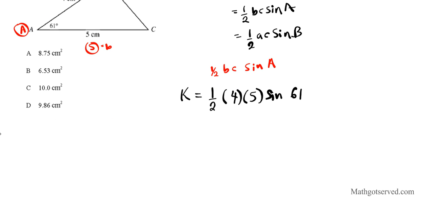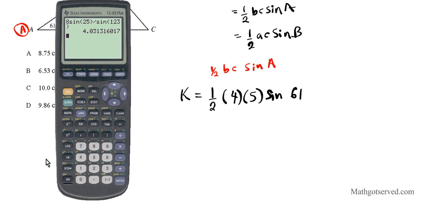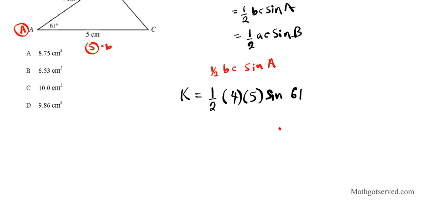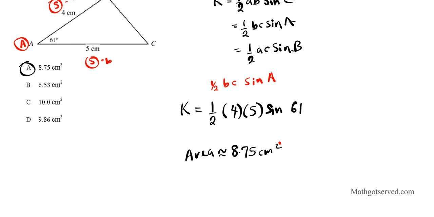All right, so let's go ahead and plug that into our calculators and see what we get. I'm going to do 1 divided by 2 times 4 times 5 times sine 61. And the answer is 8.75 to 2 decimal places. So the area is approximately 8.75 square centimeters. All right, so the answer is letter A. Let's move on to the next question, question 13.